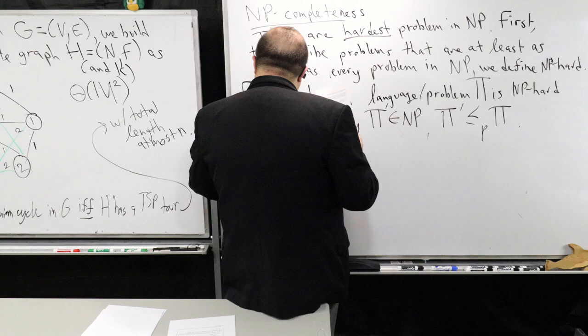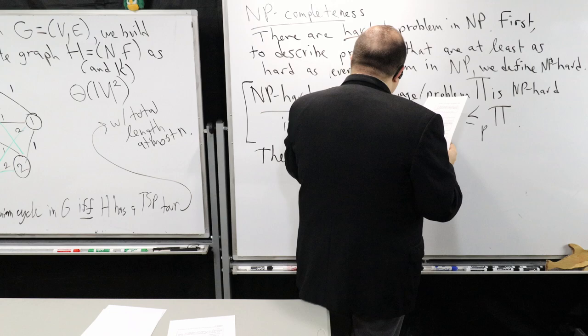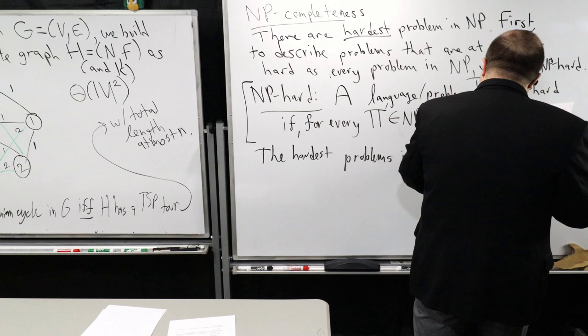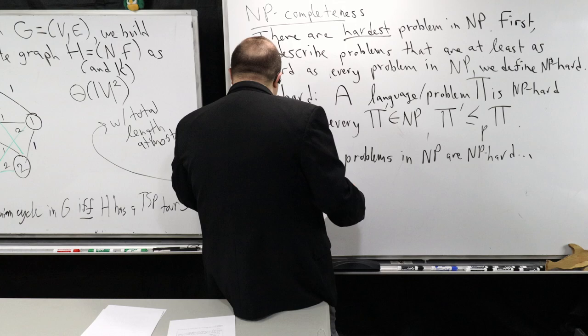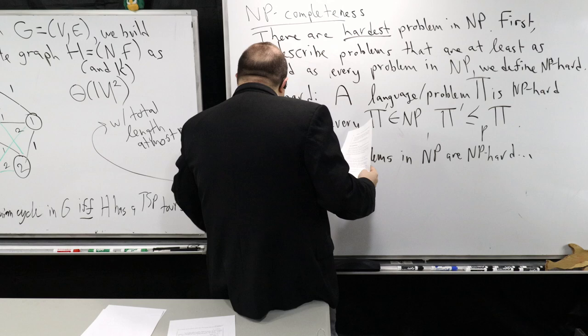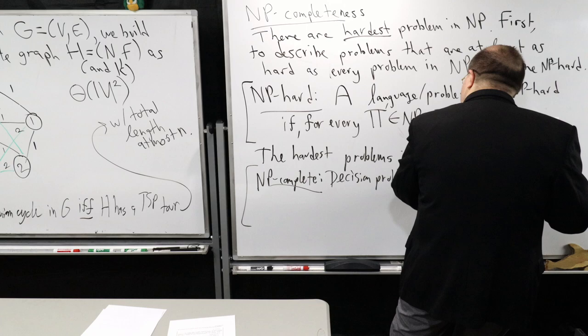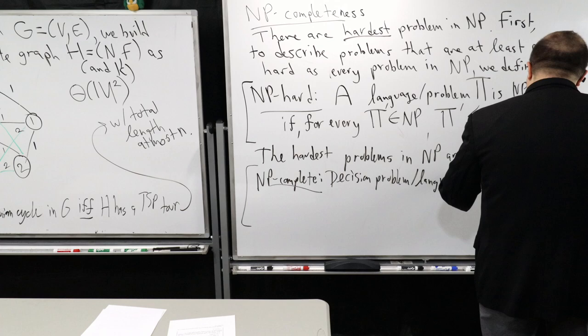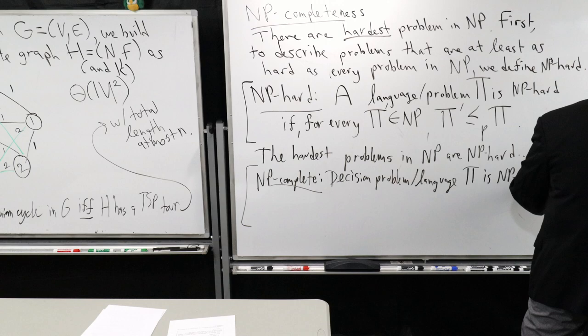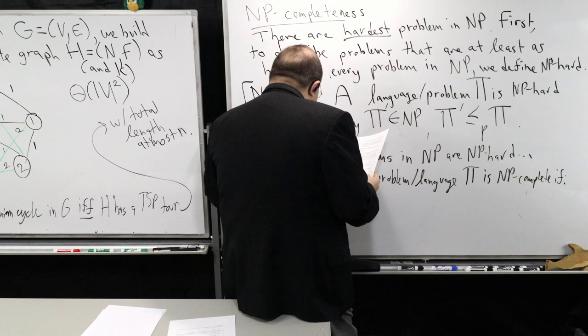So the hardest problems in NP are NP-hard. That defines NP-complete. So somebody asks you what an NP-complete problem is. It is a decision problem or language, however you'd like to view it. Remember, that line has been blurred quite a while ago. A language pi is NP-complete if the following two conditions hold: one, pi is in NP, and two, pi is NP-hard.